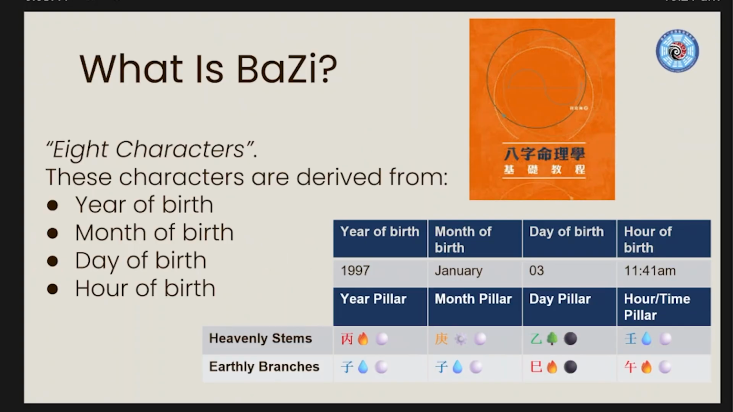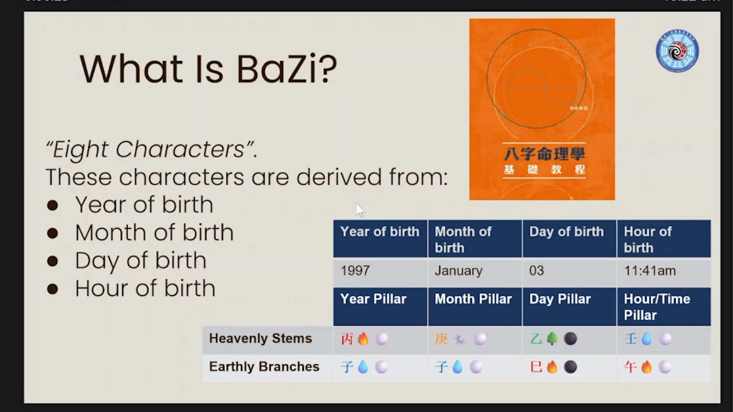Okay, so let's start with the concept. So what is BaZi? BaZi is directly pinyin from Chinese, but if we directly translate it into English, the ba means the number 8 and the zi means the word. So we can also call it the 8 characters. The 8 characters here are derived from your birth information, and they can be divided into 4 different pillars. And each pillar has 2 layers, which we call the heavenly stems and the earthly branches.